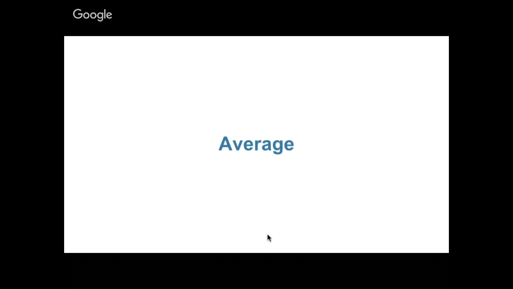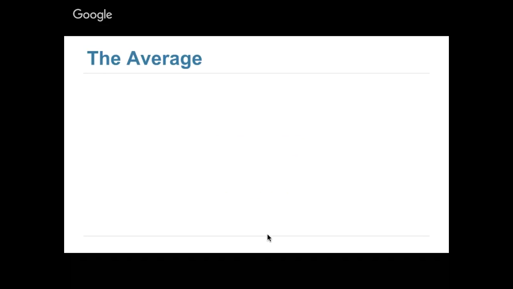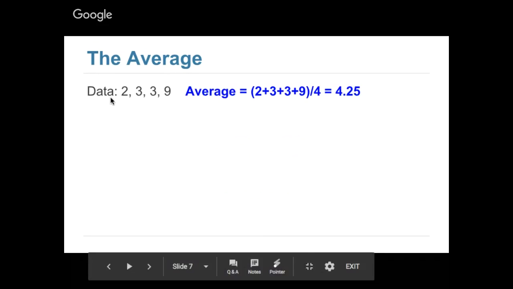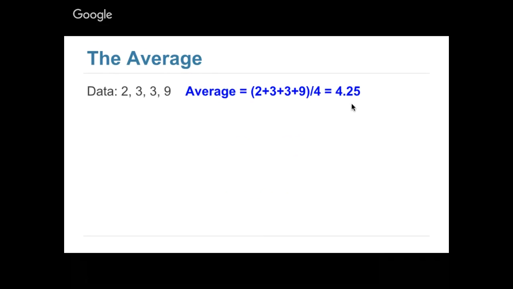We're going to be talking about the average. You guys are pretty familiar with this at this point, hopefully. But if you're not, the way to calculate the average of some numbers is to just add them all up and divide by however many numbers you have. So here I have some data. Take the average, 4.25. Pretty simple.